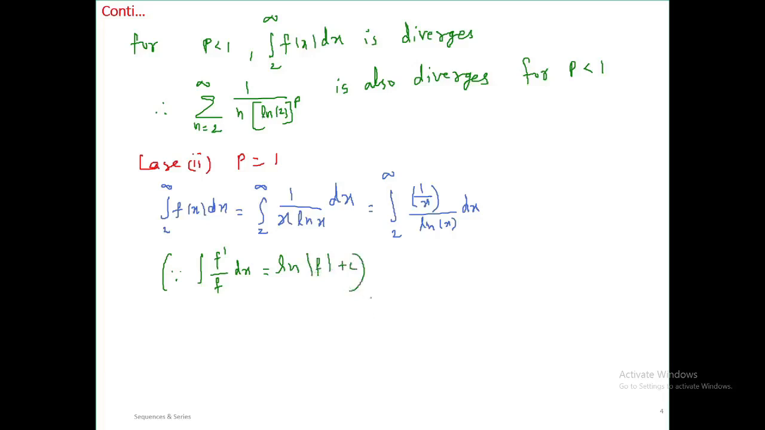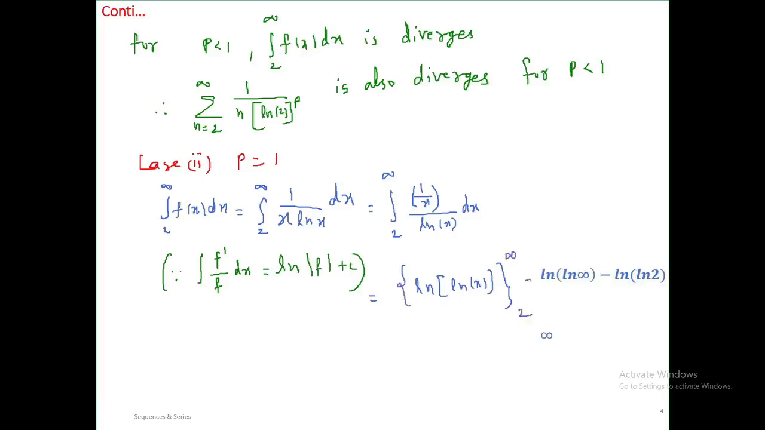This is a formula you have seen already in PUC. I want to use the same formula here. Or, if you don't want to apply this formula, take ln x equal to u, as I have already done in the integral test, and proceed, you will get the answer. So therefore you will get ln of ln x, because the denominator is ln x. The limits are from 2 to infinity.